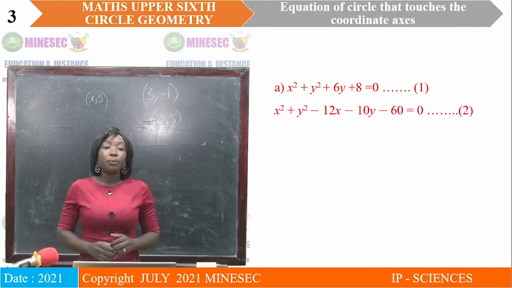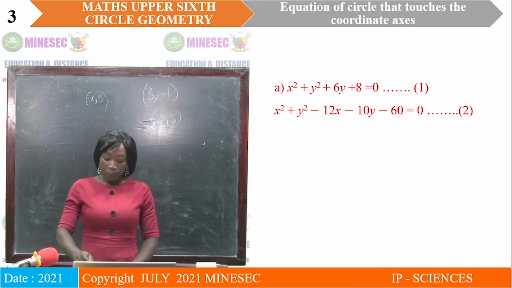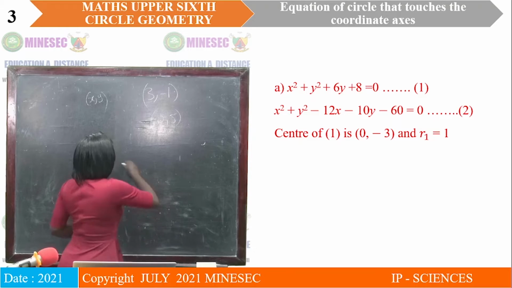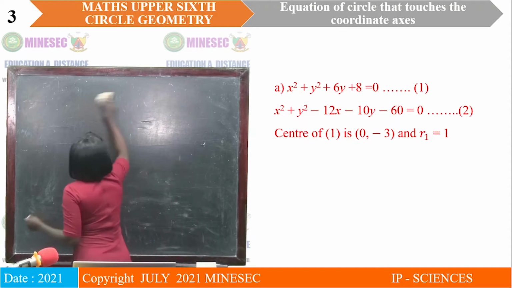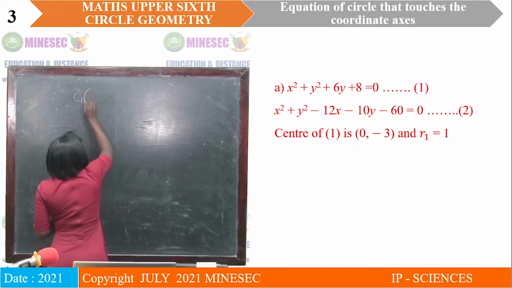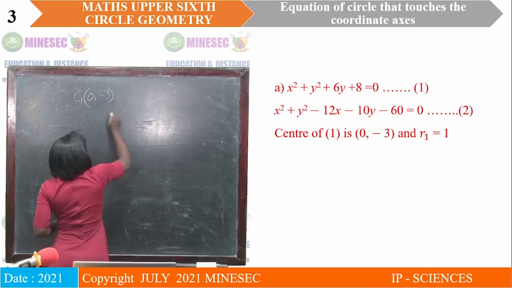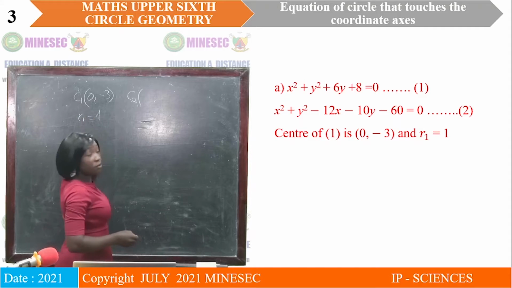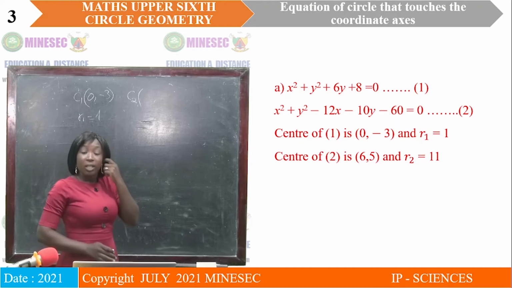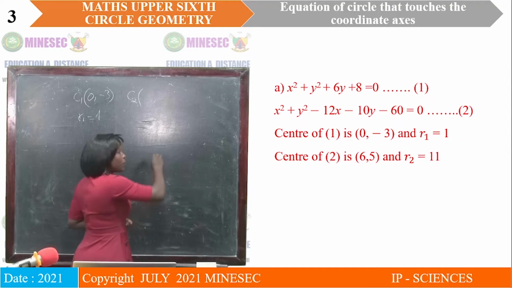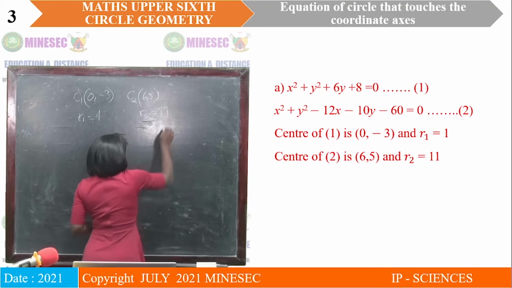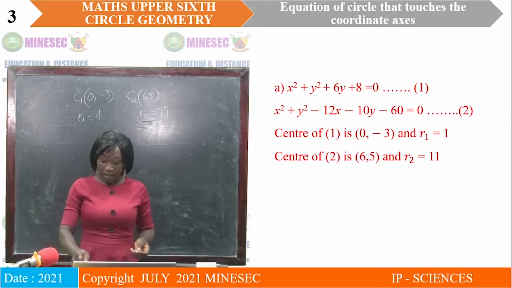So we begin by labeling the equations, equation one and equation two, equation of the circle, and we look for the center of the first equation, C1. C1 gives us the center 0, negative 3. And its radius, R1, equal to 1. So we see here that we have the center for the first circle and the radius for the first circle. Now we look for the center of the second circle, which is 6, 5, and its radius R2 being equal to 11. Now we have the centers and we have the different radii.